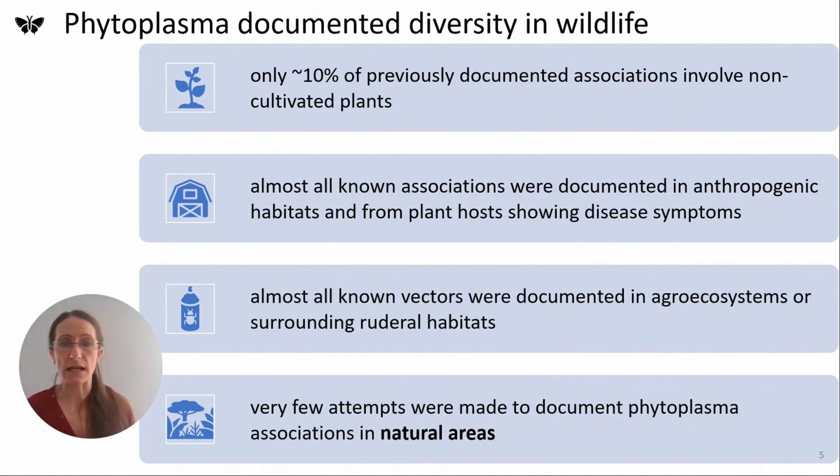For phytoplasmas, a large literature is available focusing on the agrospaces. So based on a literature review, we found that about 10% of previously documented associations involve non-cultivated plants. Almost all known associations were documented in anthropogenic habitats and from plant hosts showing disease symptoms. Almost all known vectors were documented in agroecosystems or surrounding rural habitats, and very few attempts were made to document phytoplasma association in natural areas.